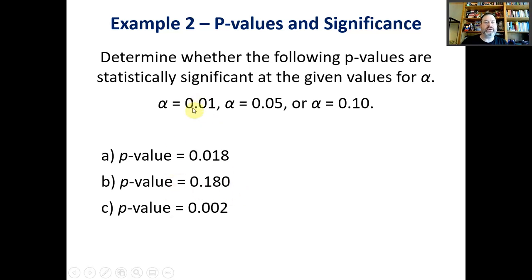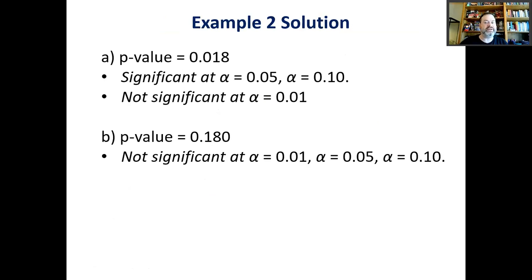Well, 0.180 is larger than all of these, so it's not significant at any of the levels because the p-value is too big. In other words, that p-value would not provide strong enough evidence to reject a null hypothesis at any of the alpha values given.